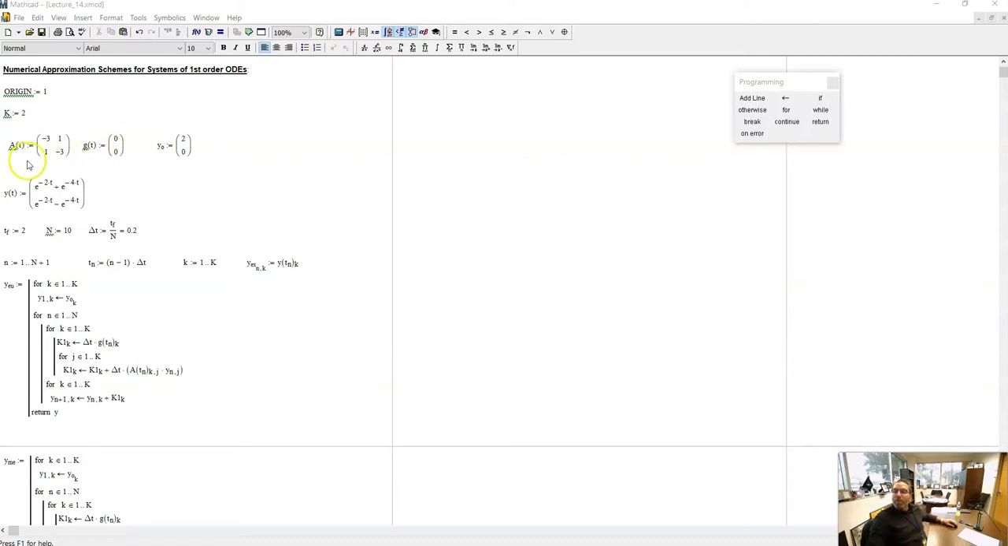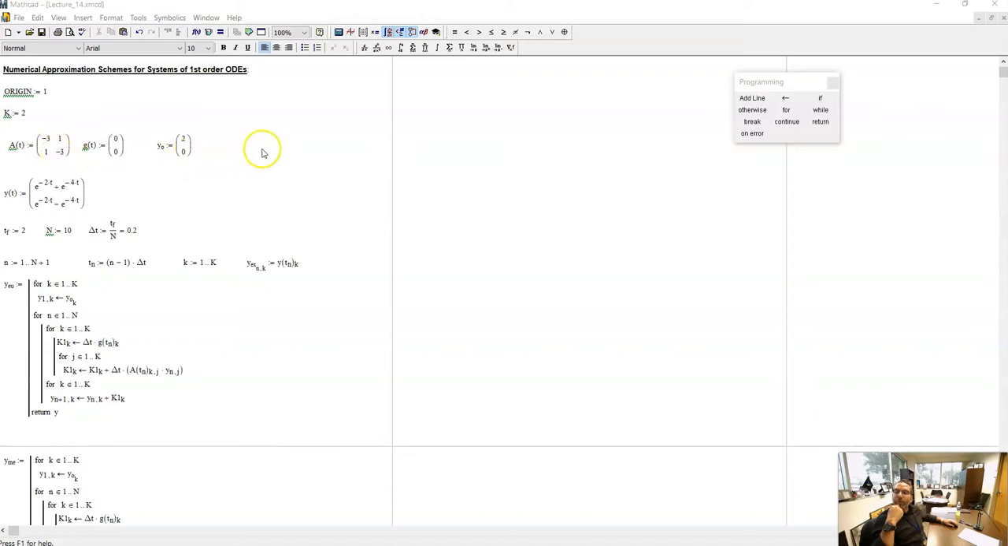All right, so we are going to define the system of equations with capital K equal 2, that denotes the total number of equations in the system. And we're going to use that in the internal loops of all these solution algorithms. The matrix A, which is the matrix of coefficients of the system of equations, is -3, 1, 1, -3.